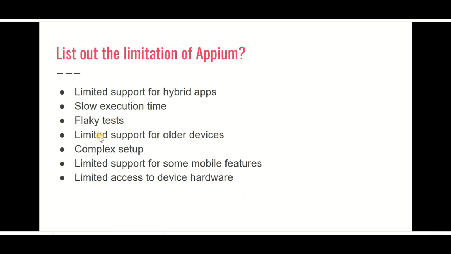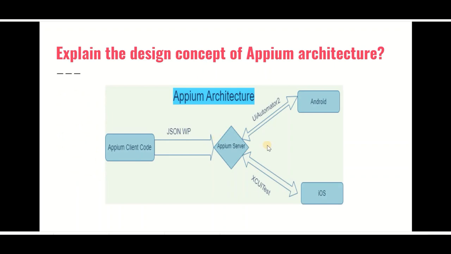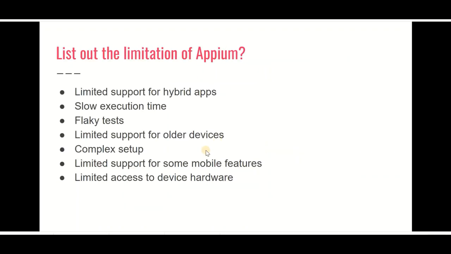The next limitation is limited support for older devices. Appium may not work with older devices or older versions of operating systems, limiting its compatibility with legacy systems. For example, Appium does not support Android versions lower than 4.2, as we all know. And the next one is a complex setup. Appium requires a complex setup process and may require additional tools and configuration for proper functioning.